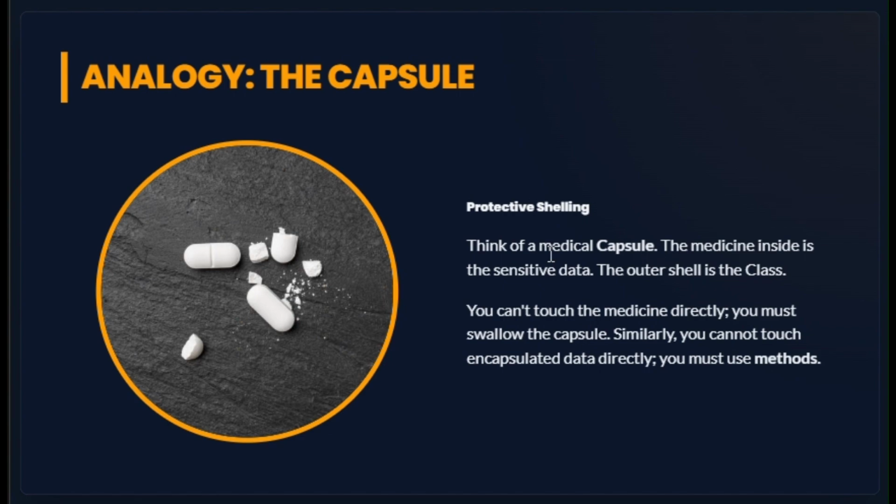The best way to remember this is to think of a medical capsule. Look at the image on the left. The medicine inside, the powder or the liquid, is the sensitive data. The outer plastic shell is the class. If you want the medicine to work, you don't open the capsule and pour the powder into your mouth. You swallow the whole capsule. In Java, you don't touch the private variables inside the class. Instead, you interact with the shell, the method, to get the job done. The shell protects the medicine from the environment and it protects the environment from the medicine.